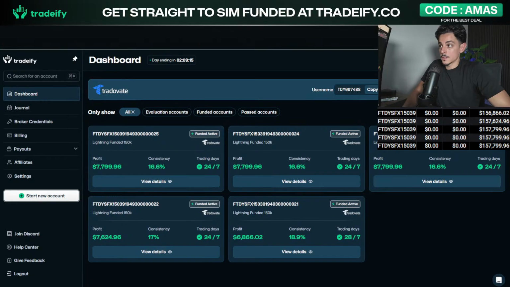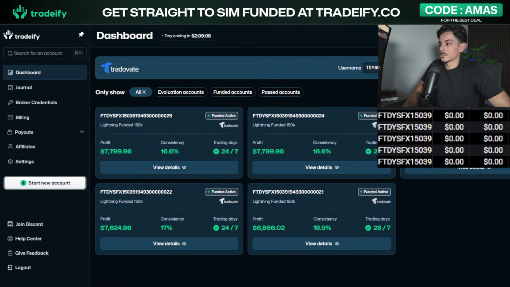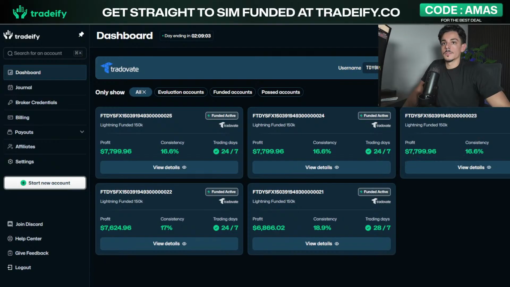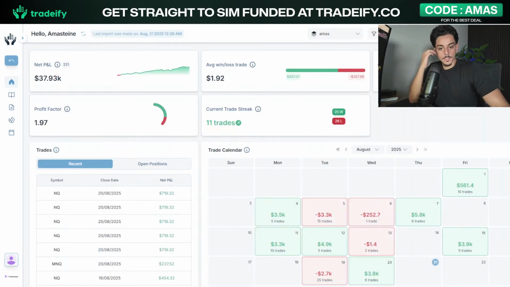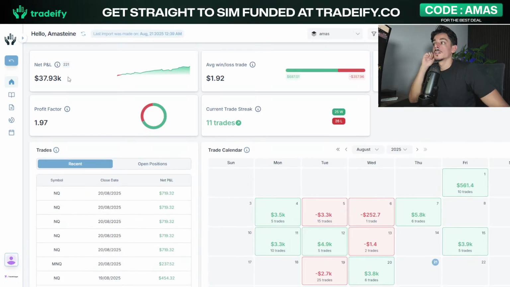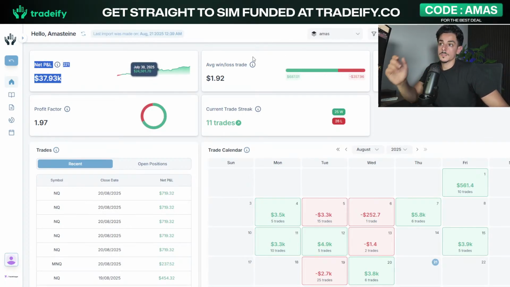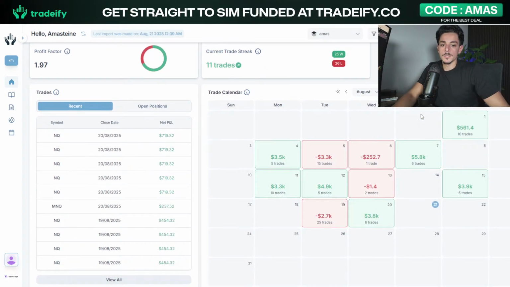Okay, so these are my accounts. Oh shit, I actually didn't want to show that, but fuck it. What the fuck is this? All right, so these are my accounts. Open journal, and right here, this is my P&L. 37,930 bucks right now on my accounts. I win twice as much as I lose, which is pretty good. And yeah, so this is my journal.